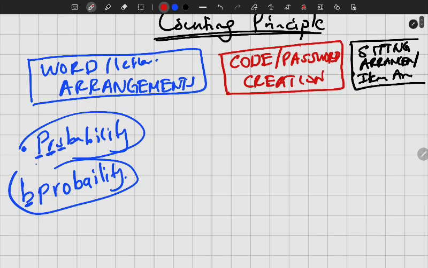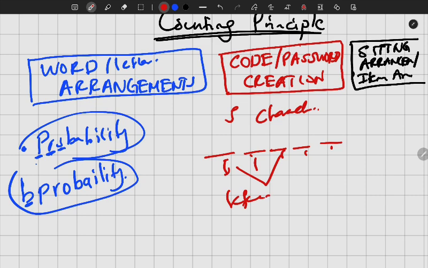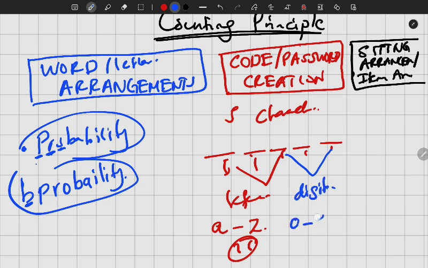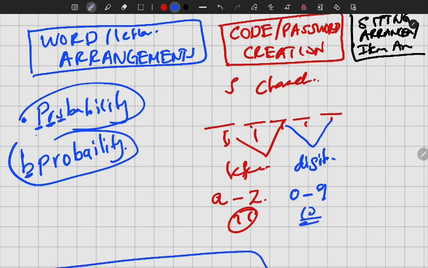The other one is if they ask you to create a code or password, maybe a Facebook password. They say it has to be 5 characters: 1, 2, 3, 4, 5. Maybe the first 3 have to be letters, which are normally A to Z, so you would have 26 options to choose from. Then they say maybe the last 2 characters have to be numbers, or digits. With digits you can normally use 0 to 9, meaning you have 10 options, because you're also including 0. You would have 9 if you were starting from 1 to 9, but now we're starting at 0, so we have 10. That's one way.